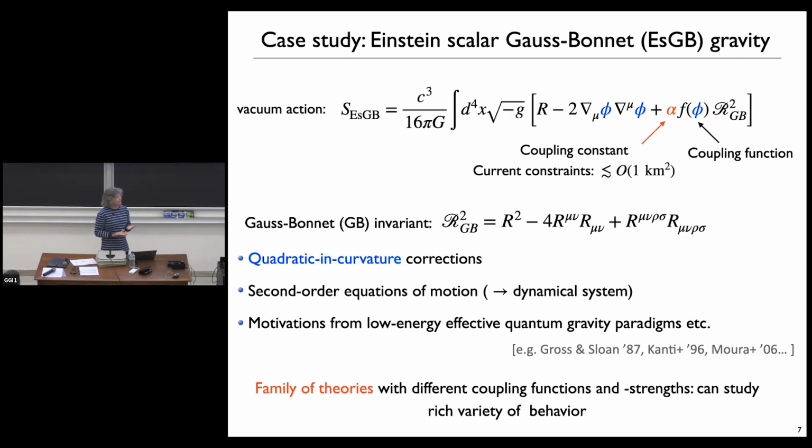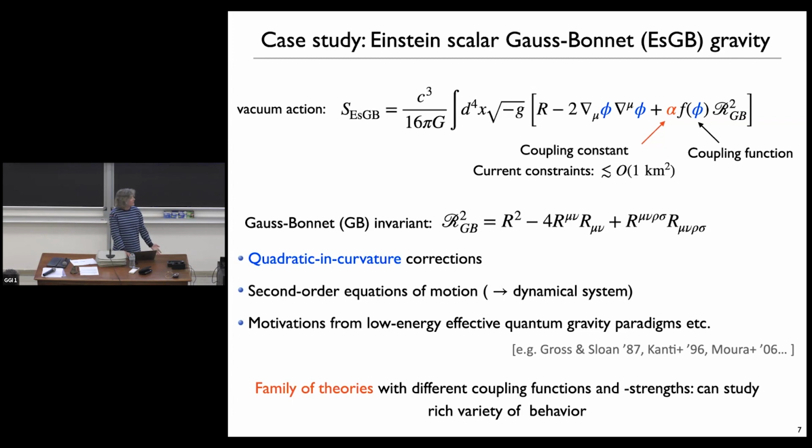It's a family of theories. For different coupling functions, you can get different behaviors. So it has some motivations. Also, because you can show that the equations of motion are still second order, even though you have this quadratic order curvature invariant, people can actually do numerical relativity simulations. So it's a good way to also connect between analytical and numerical relativity. These are the motivations why we chose to look at this example.